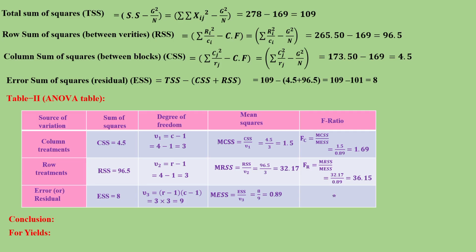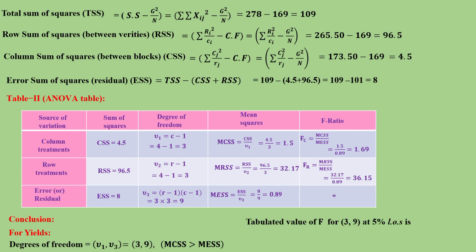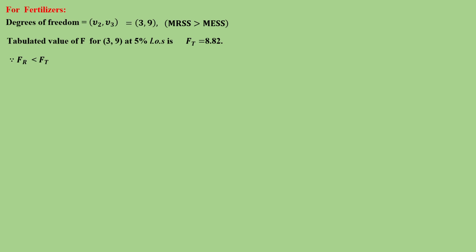Next, the conclusion for yields: degrees of freedom V1, V3 are 3, 9. The tabulated value for degrees of freedom 3, 9 at the 5% level is 8.82, that is FT. Compare FC and FT. FC is less than FT, therefore null hypothesis 1 is accepted. Similarly for varieties or fertilizers, degrees of freedom V2, V3 are 3, 9. The tabulated value for 3, 9 degrees of freedom at the 5% level, FT, is equal to 8.82. Compare FR and FT. FR is greater than FT, therefore null hypothesis 2 is rejected. Thanks.